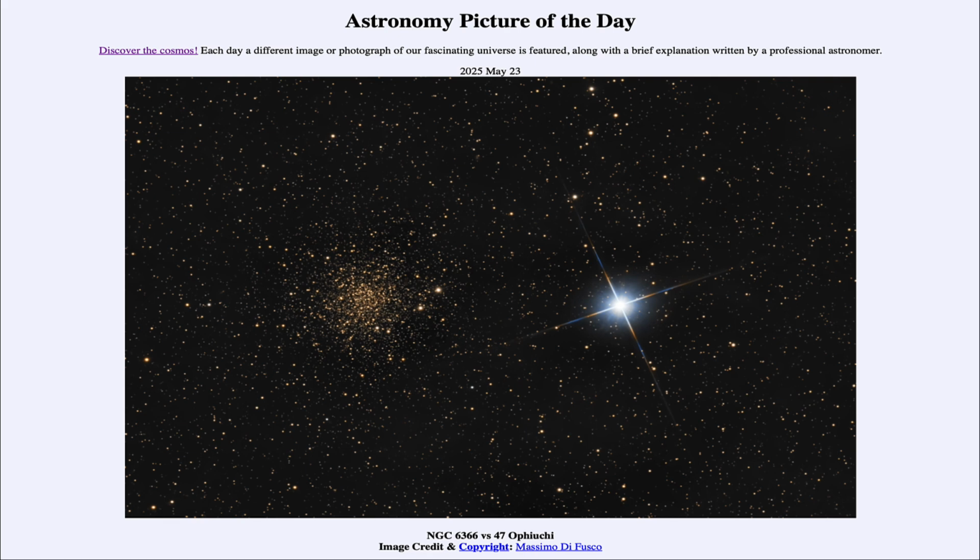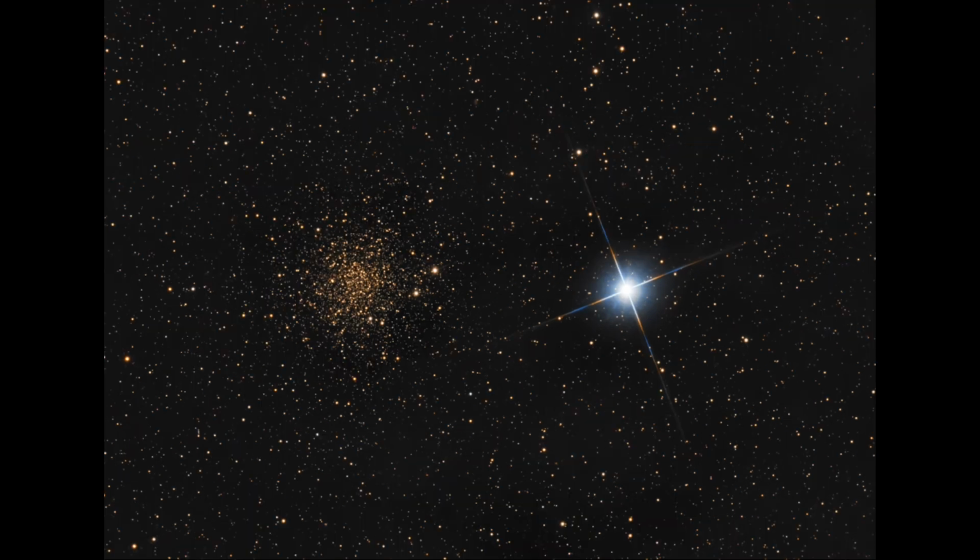Today's picture for May 23rd of 2025 is titled NGC 6366 versus 47 Ophiuchi. So what do we see here? Well, here we see two objects centered here, one to the left and one to the right. Now, the one to the left is a globular star cluster known as NGC 6366, and that is an example of a globular star cluster, which are among the oldest objects within the galaxy.